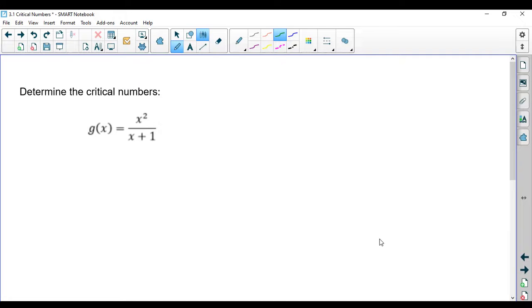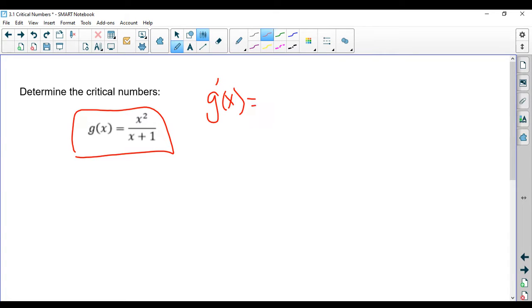Here's example number 3 for critical numbers. This one is a rational function because it's the ratio of these two polynomials. So we're going to find the critical numbers by determining the derivative and then figuring out where the derivative is 0 or undefined. So this is a quotient rule.